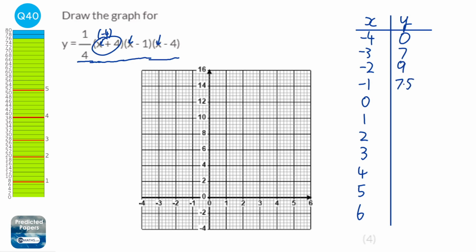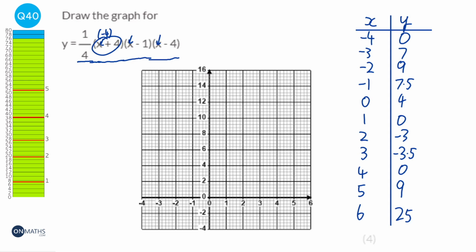Same with 0, I get 4, and 0, then -3, then -3.5, and at 4 I get 0, then 9, and then 25. Now that last one, the 25, is not really that helpful because the axis only goes up to 16. So the next thing is I'm going to plot them.